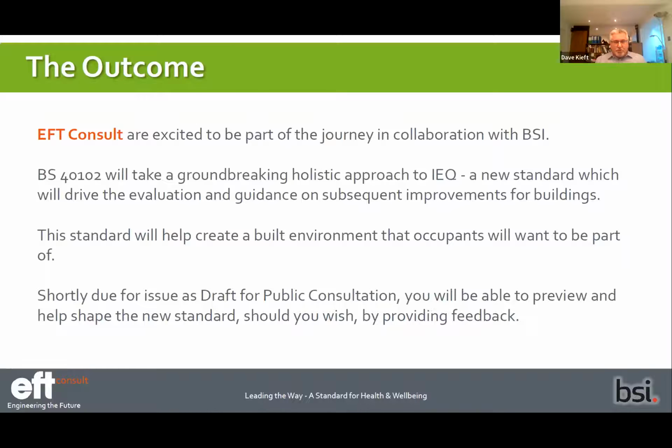BS 40102 will take a groundbreaking holistic approach to internal environmental qualities. It's a new standard which will drive the evaluation and guidance on subsequent improvements for buildings. And this isn't only on new build. As we know as a statistic, something like 80% of the buildings we'll be working and living in in 2050 are already built. New build is quite a small component of what we do.